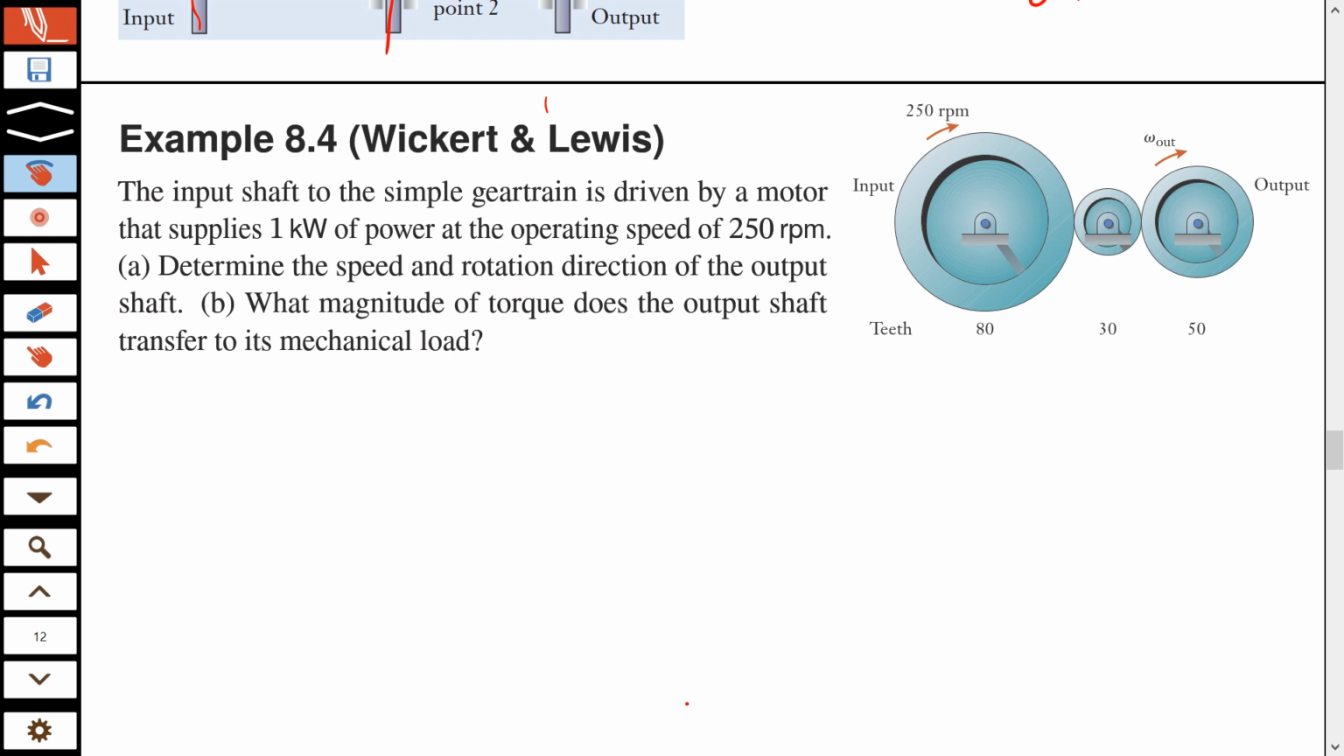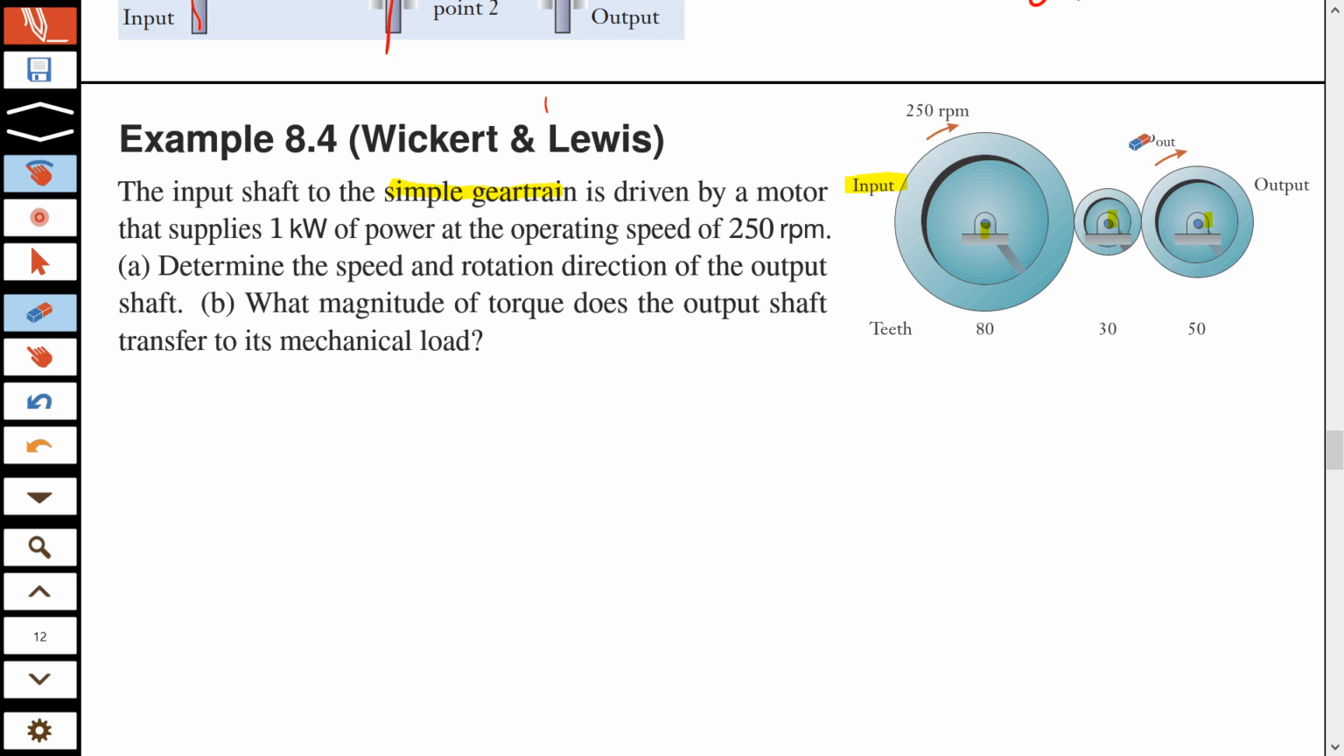The next slide is an example, and you have a simple gear train. Simple gear train means one shaft, one gear, one shaft, one gear. This is your input side, which drives the gear at 250 RPM. The teeth are 80 for the pinion, 30 for the idler, and 50 for the output gear. And omega output is the angular speed of the output.